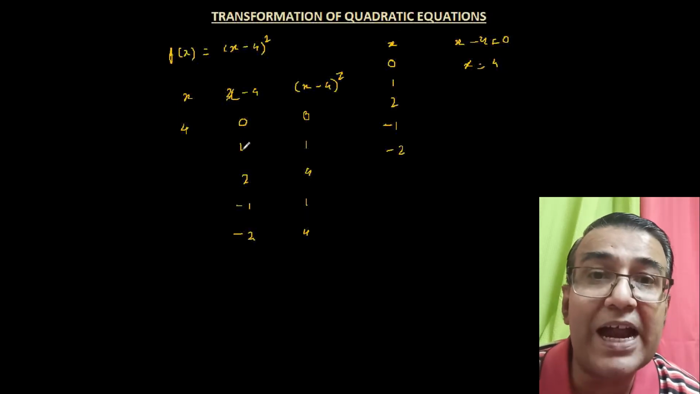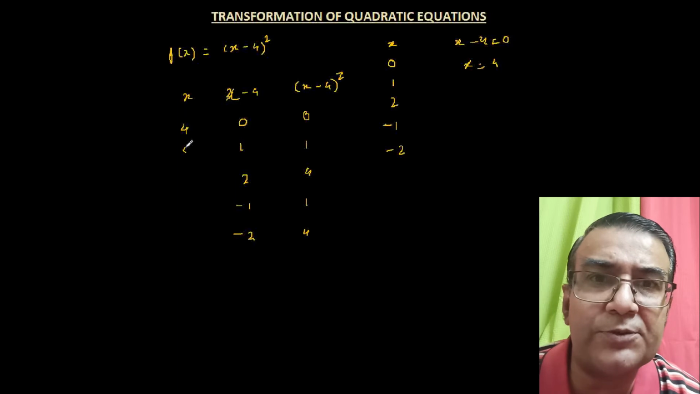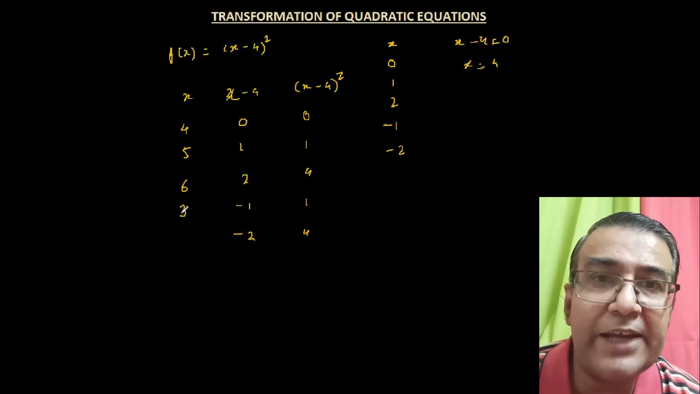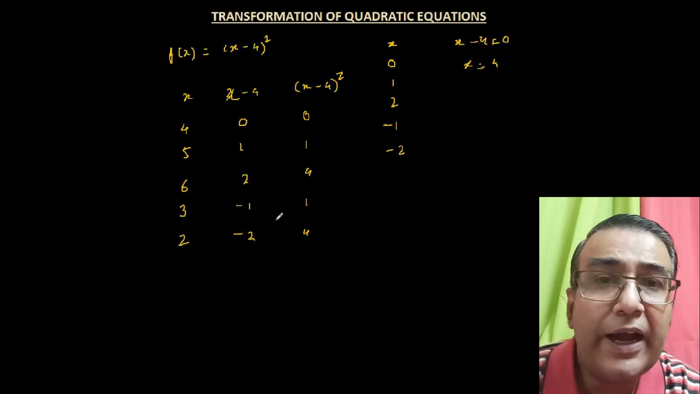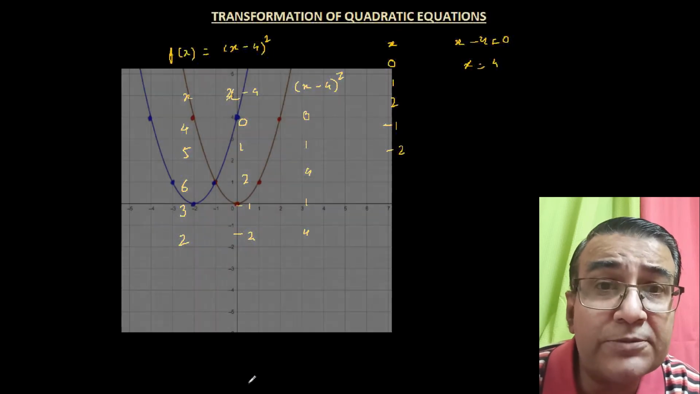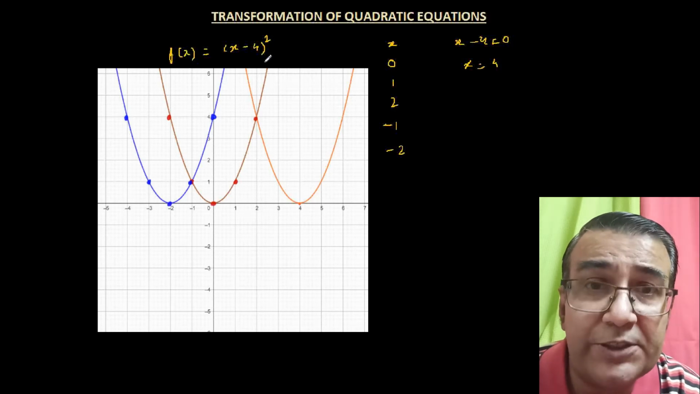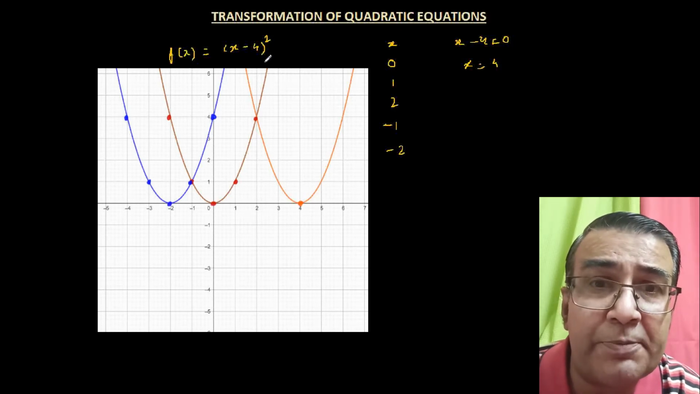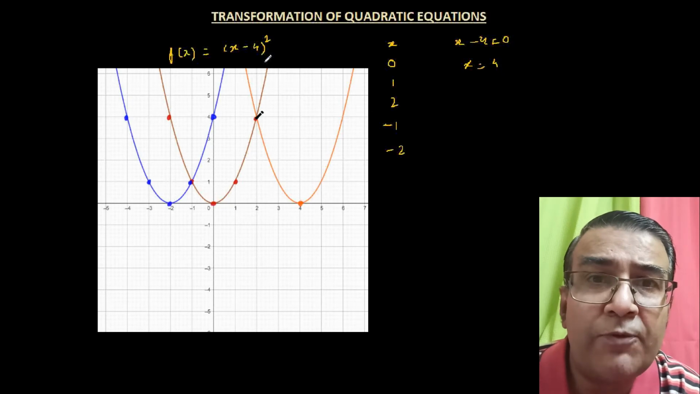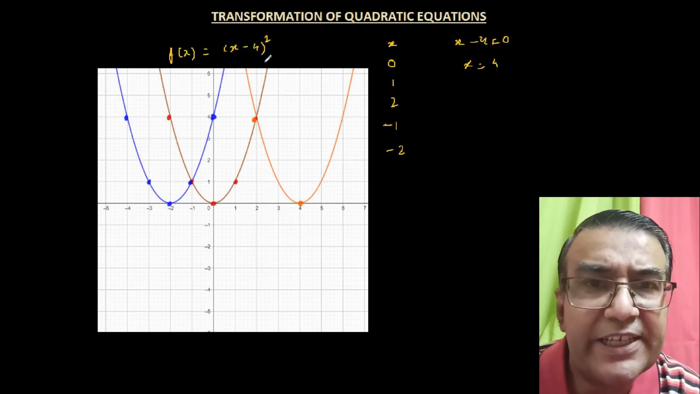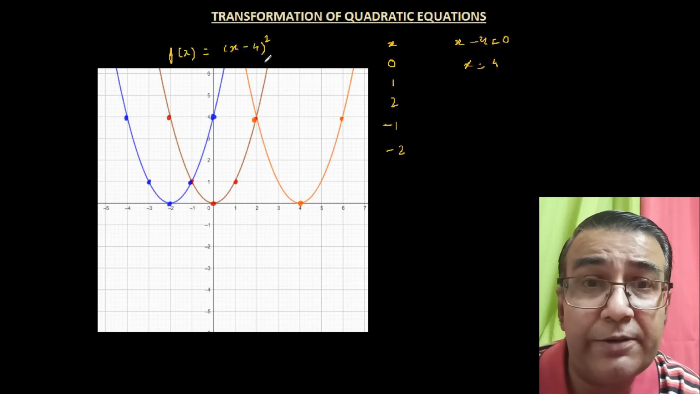And now we are going to add 4 to each of these values. So 1 plus 4 becomes 5. 2 plus 4 becomes 6. -1 plus 4 becomes 3. And -2 plus 4 becomes 2. And the graph of this function would then become something like this. Now again, marking the points, we had 4, 0, which will be here, the vertex of the parabola. We had 2, 4, which will be this point here. 6, 4 will be this point. 3, 1 will be this point. And 5, 1 will be this point.